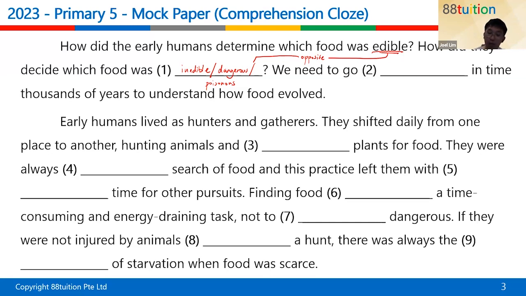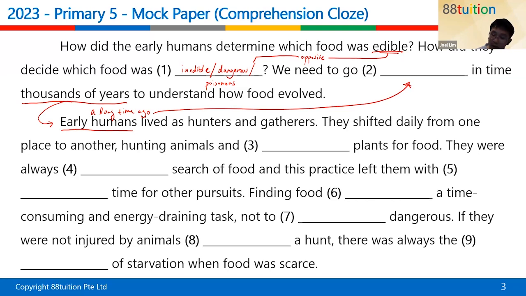Okay. We need to go what in time? So over here, you're going thousands of years, and then you realize that in the next paragraph, right? They're talking about early humans. So it's definitely a long time ago, isn't it? And this actually gives us the clue to what words we can use for question 2, right? We need to go what in time? And unfortunately for this one, there's only one answer. We need to go back in time. If you put anything else over here, I highly doubt that you would get it correct, right?